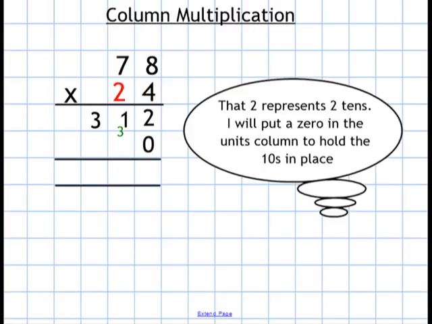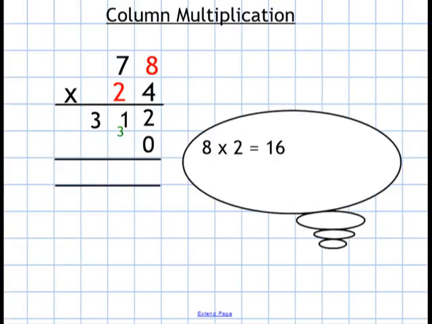Next, I'm going to be looking at the 2 of 24. That 2 represents 2 tens. So I'm going to put a 0 placeholder in here to hold the tens column into place. 8 times 2 is 16. Put the 6 in the tens column and carry the 1 over.